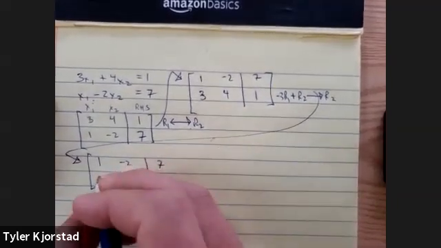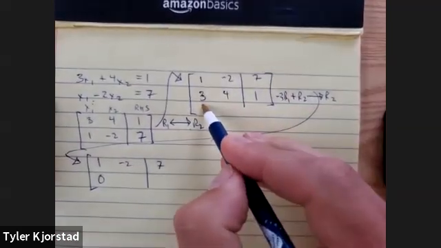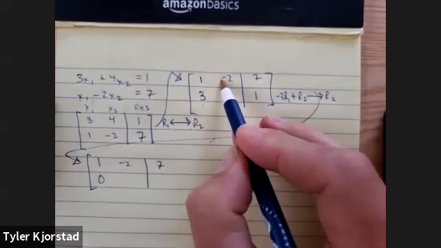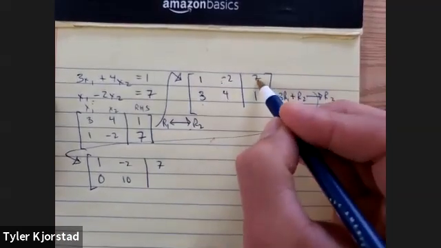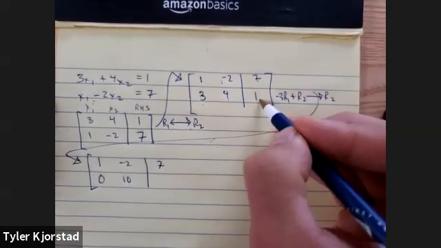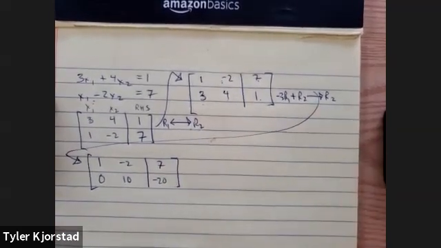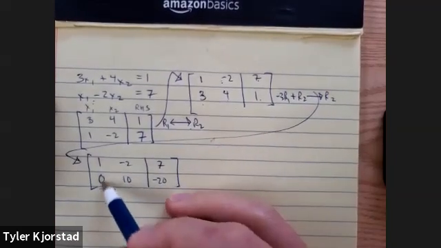Bottom row now, that 3 becomes a 0. That was the whole point of why I did that. Negative 3 times 1 plus 3 gives me 0. Negative 3 times negative 2 is positive 6, plus 4 gives me 10. Negative 3 times 7 is negative 21, plus 1 gives me negative 20.